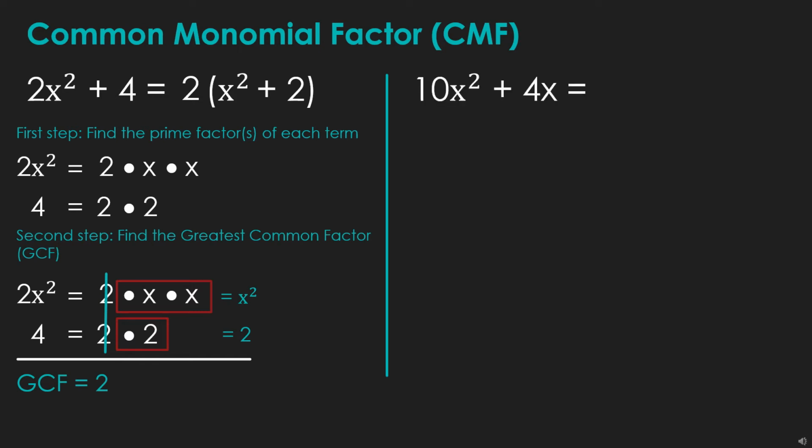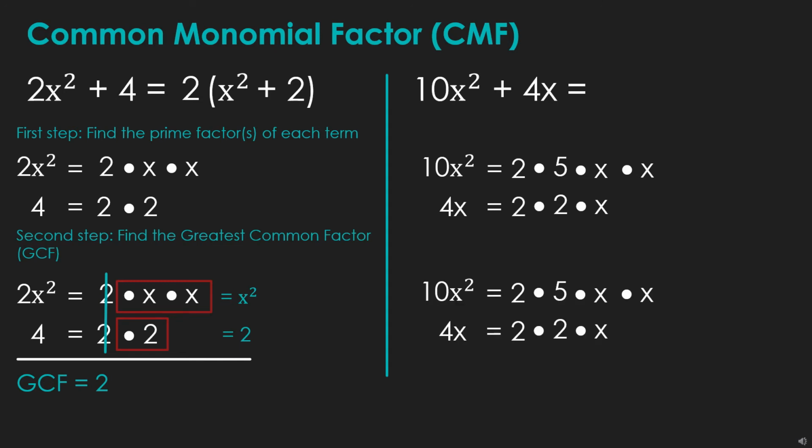Let's go now to the next example. Our polynomial here is 10x squared plus 4x. Again, we have two terms here. Doing the first step, we get the prime factors of each term. On the first term, 10x squared, the prime factors are 2, 5, x, and x. While on the second term, 4x, the prime factors are 2, 2, and x.